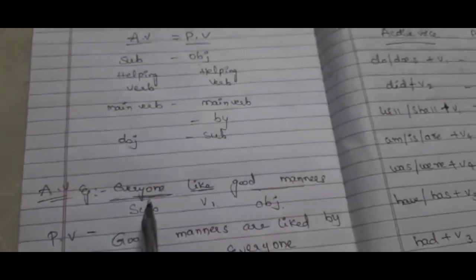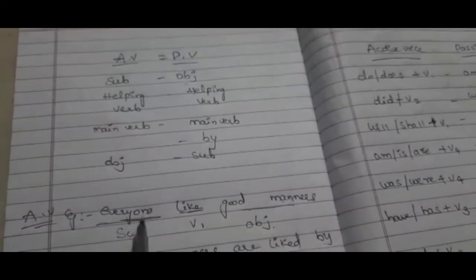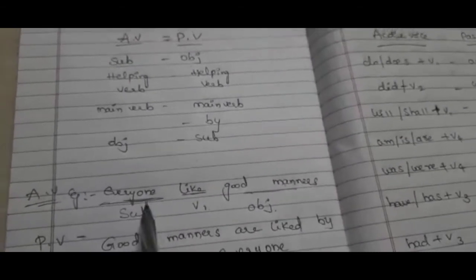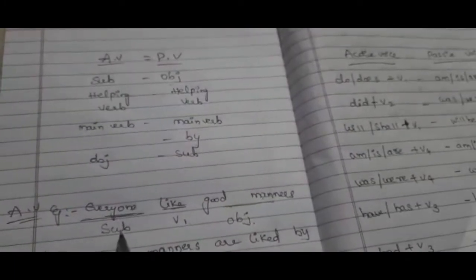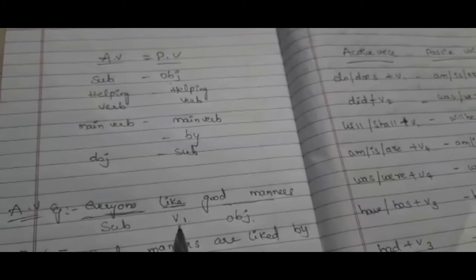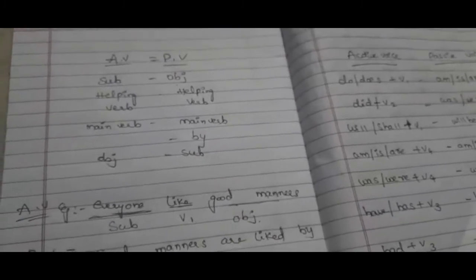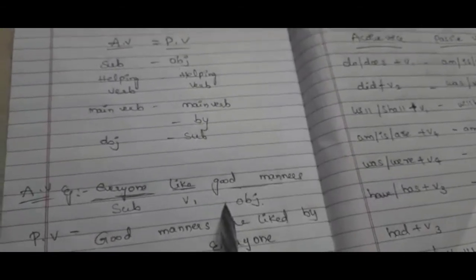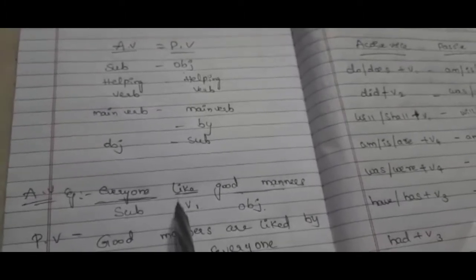If you observe this sentence, everyone likes good manners. This is in active voice form, and we have to change it to passive voice form. The active voice subject is changed to the passive voice object. Everyone in this sentence is the subject, like is the verb form, and good manners is the object. So here in passive voice, the object comes first. Then what do we have to write here? Good manners. Then the verb like is in simple present tense.